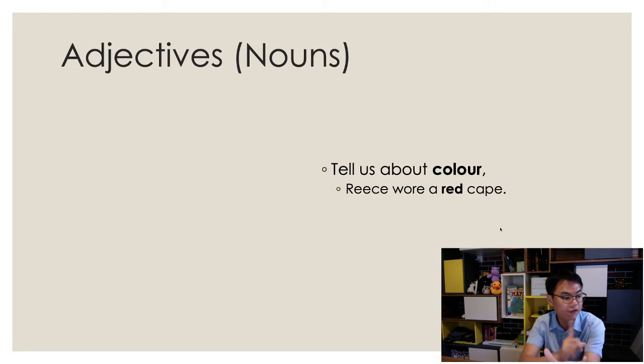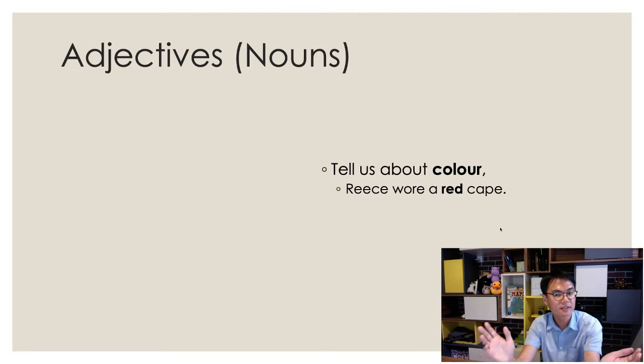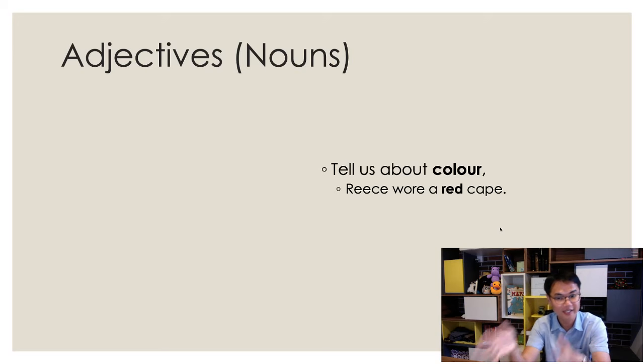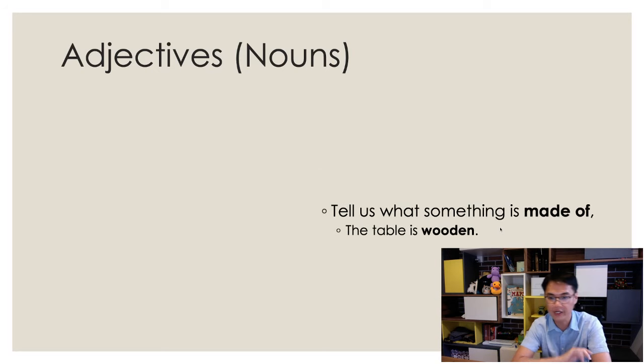So in this case, there is no linking verb. Wore is not a linking verb, right? So is, are, was, were are the linking verbs. So Reese wore a red cape. So in this case, there's no link. Reese is not the red cape. Okay, so the cape is red. All right, so red clearly refers to the cape. Wonderful, great stuff.